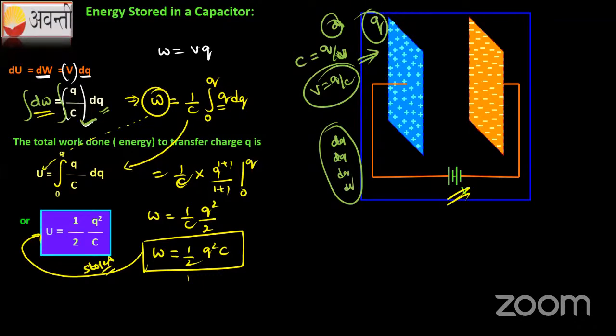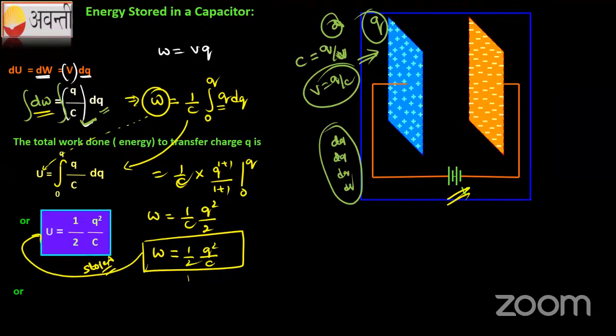C is in the denominator. Okay. I wrote this here mistakenly. It should be Q square by C. Okay, one format is done.